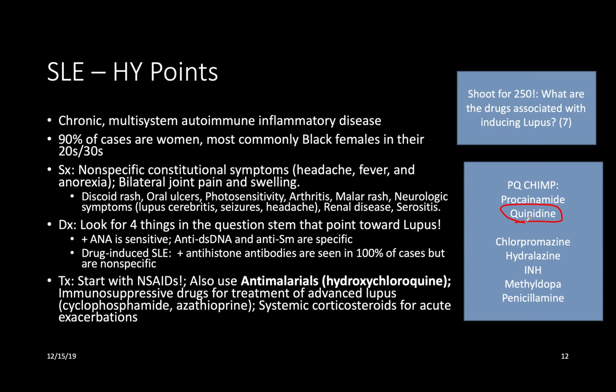And we talked before about how we can use anti-malarial drugs in treatment with lupus. So don't get confused about that, sort of a tricky thing there. Chlorpromazine, hydralazine, isoniazid, methyldopa, and penicillamine. So the mnemonic that I put here when I was making this slide is PQ-CHIMP. If that works for you, please take this and run with it. If not, I'm sure there's a lot better mnemonics out there than PQ-CHIMP. But yeah, so procainamide, one of the antiarrhythmics, quinidine, anti-malarial, and yeah, so great.